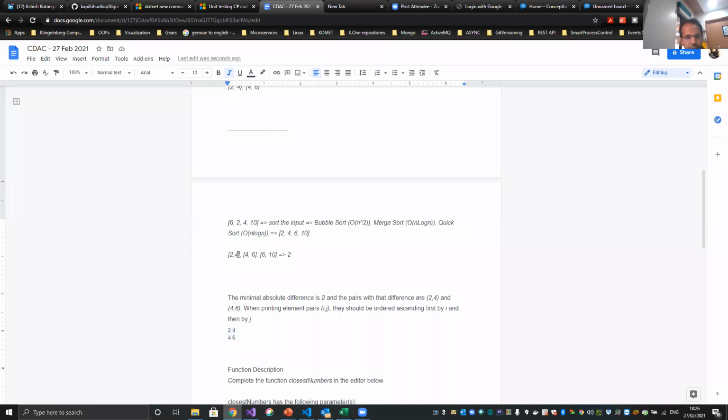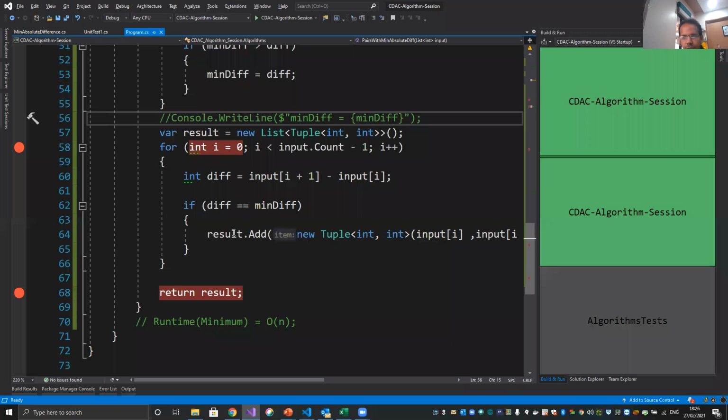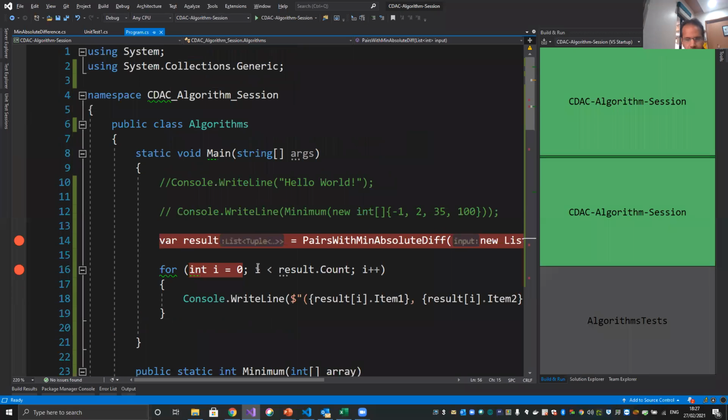So when we hit the first pair, we see the minimum difference is 2. So we take that and we put that into our result. Then we check 4, 6, its difference is also 2, we put it. And then we take 6, 10, the difference is 4. So we obviously do not put it here because this condition does not match. And then we are eventually returning this. Okay. So I think in interest of time, I would like to sort of close here.